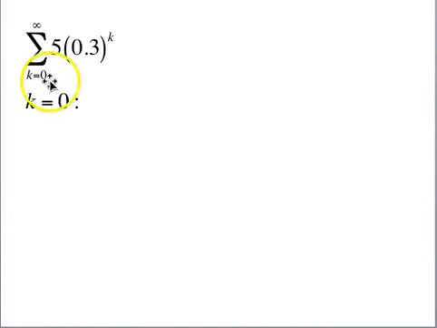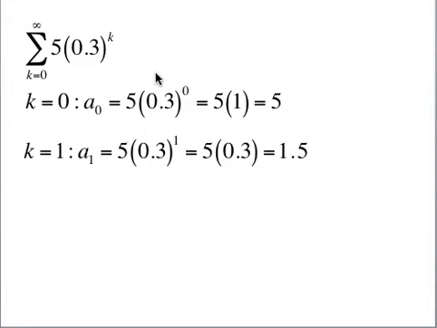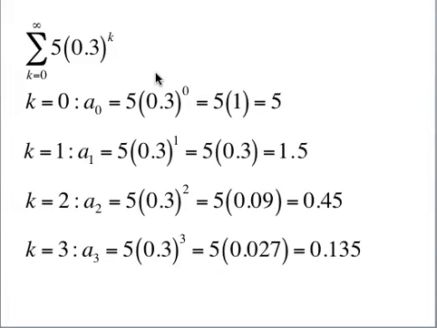Our next example is the sum as k goes from 0 to infinity of 5 times 0.3 to the k. What are we going to do here? We're going to plug in various values for k and see what we get. If k is 0, 0.3 to the 0, we just get 5. If k is 1, that would be 5 times 0.3 to the first, or 1.5. If k is 2, 5 times 0.3 squared, 5 times 0.09, 0.45. K is 3, same process holds, and we get 0.135.